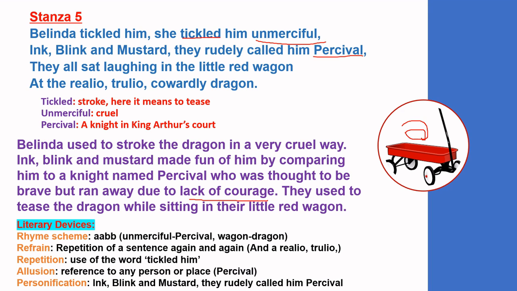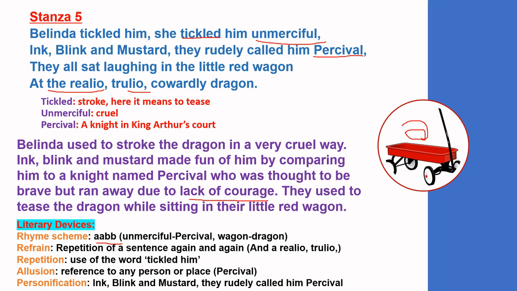Now the literary devices used in this stanza: you find again the rhyme scheme is A, B, A, B, B. Then you have refrain, repetition of a sentence again and again, and a real you, true you, as you can find here, the real you, true you. Then you have repetition, use of the word tickled again. So you see here, tickled is used here.